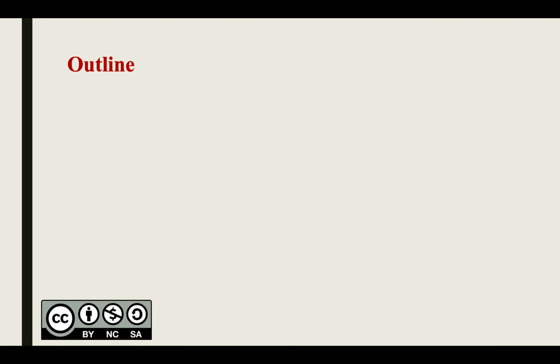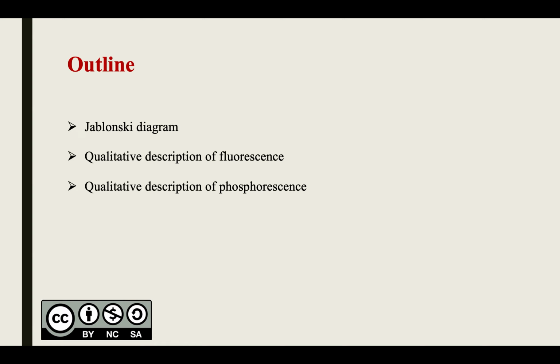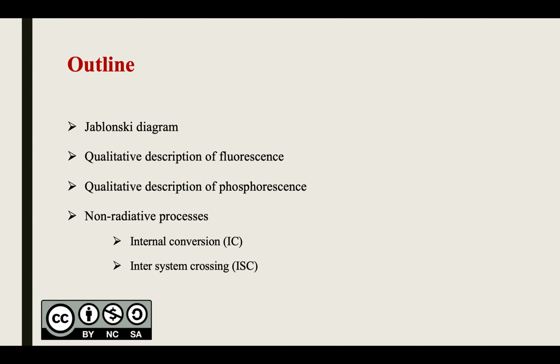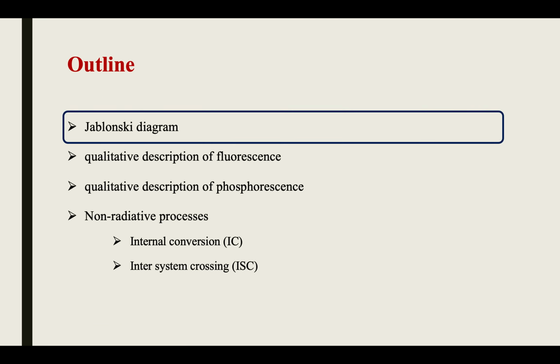So here is the outline. This is lecture number 2. In this lecture, I am going to cover the Jablonski diagram, which is very important from the point of view of photochemical processes. The second point is the qualitative description of fluorescence, followed by the qualitative description of phosphorescence, then non-radiative processes, in that internal conversion and intersystem crossing. These are going to be covered in this lecture. So let's start with the Jablonski diagram.